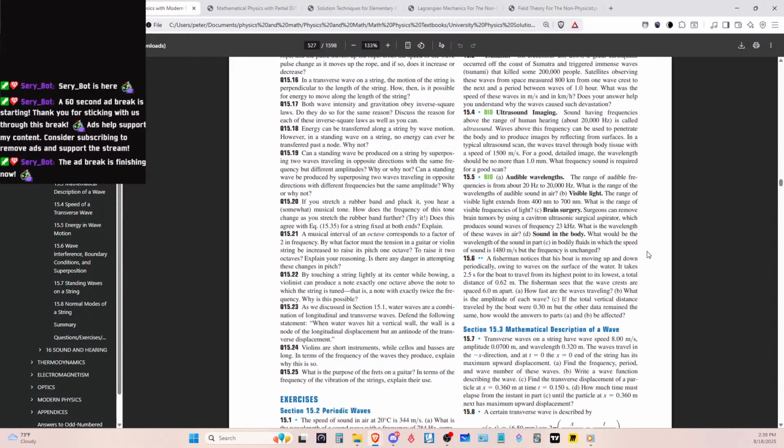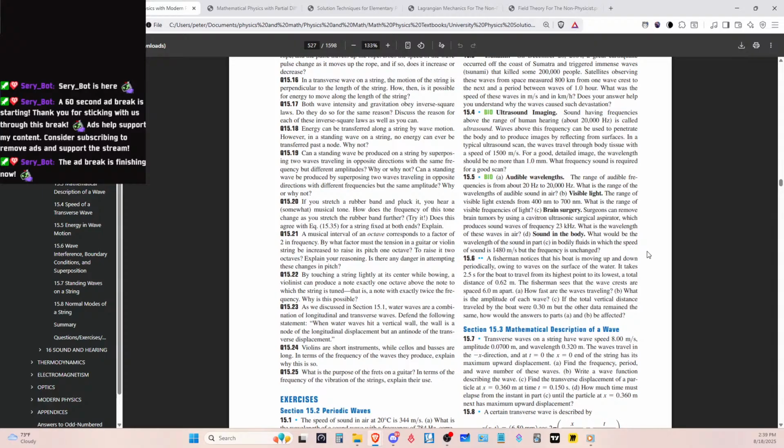Let's see. A fisherman notices that his boat is moving up and down periodically, owing to the waves on the surface of the water. It takes 2.5 seconds for the boat to travel from its highest point to its lowest point, a total of 0.62 meters. The fisherman sees that the sea crests are spaced 6 meters apart. How fast are the waves traveling?